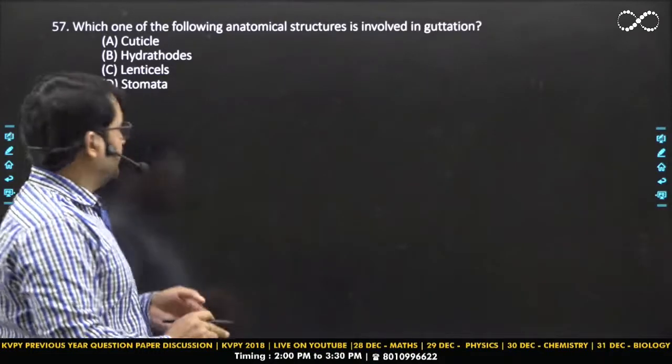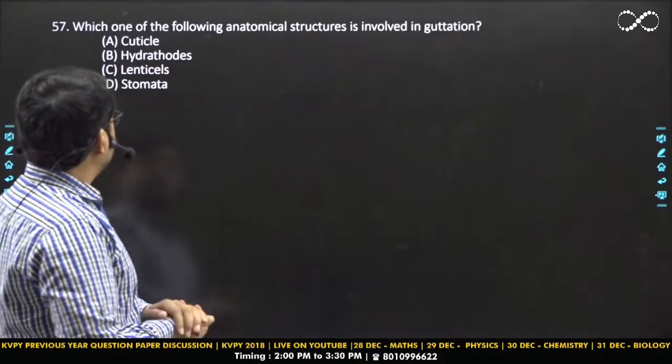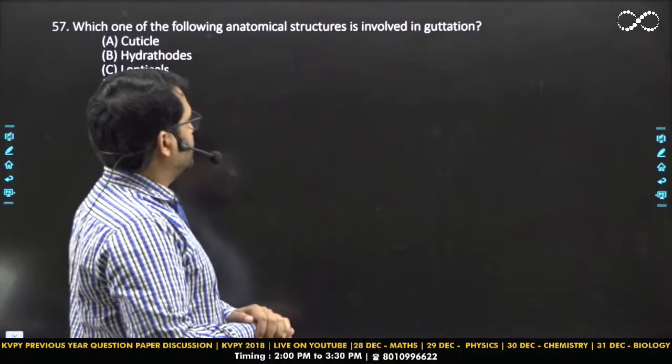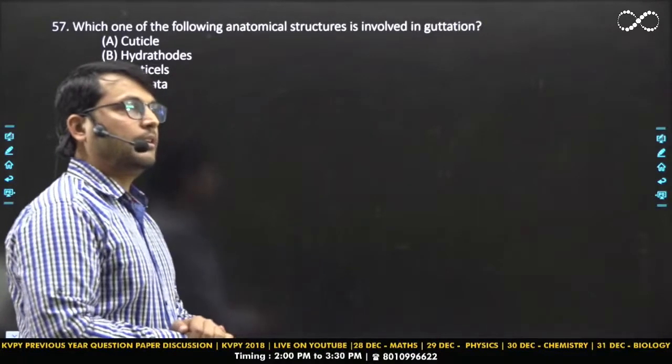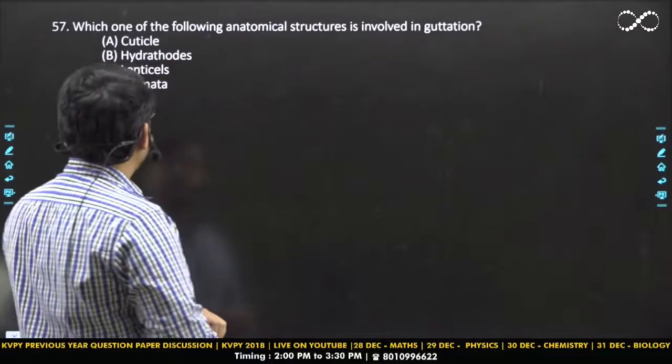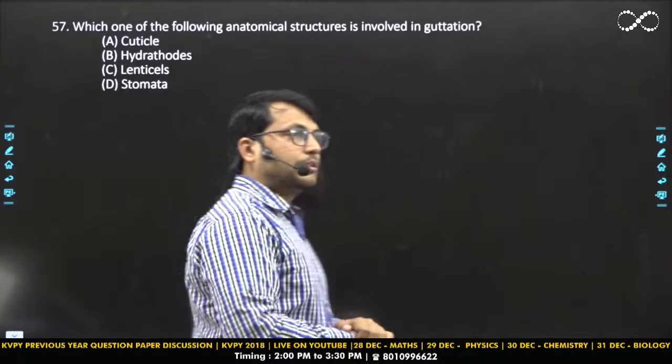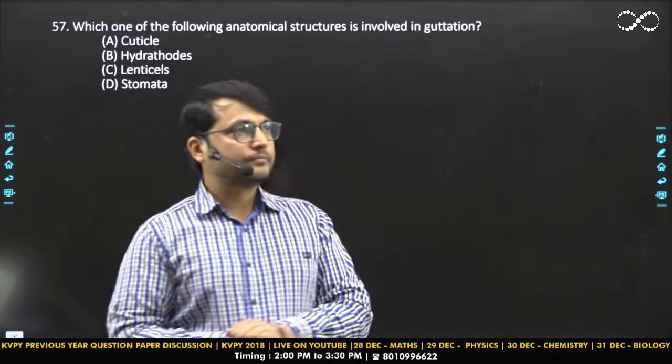Great. Okay. Question number 57, which one of the following anatomical structures is involved in guttation? Okay. Akhil is saying B, hydathodes. What about others? Sushweta, Agrim.